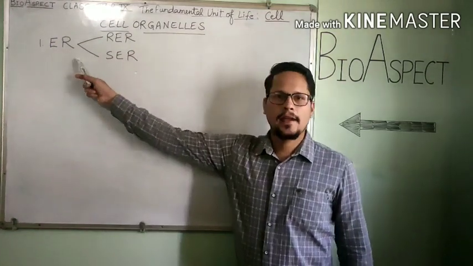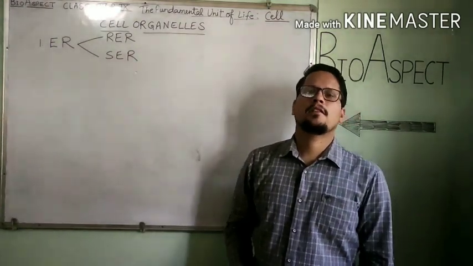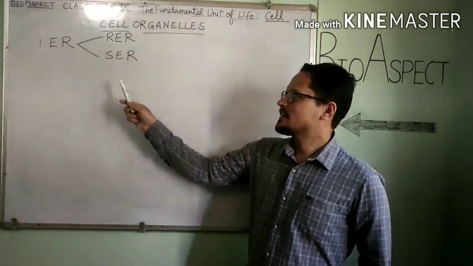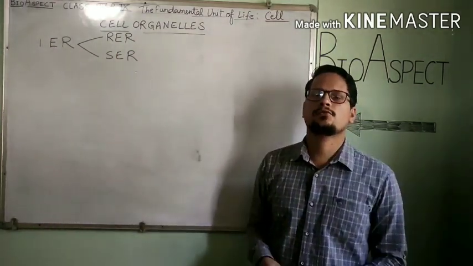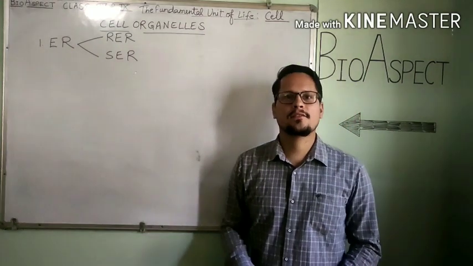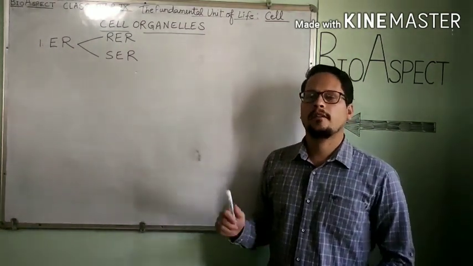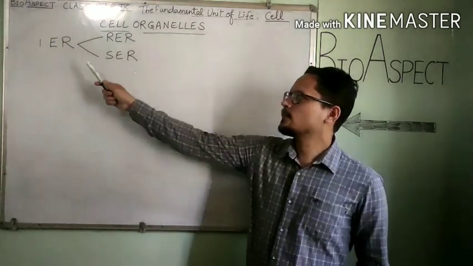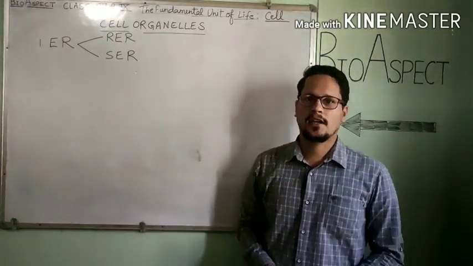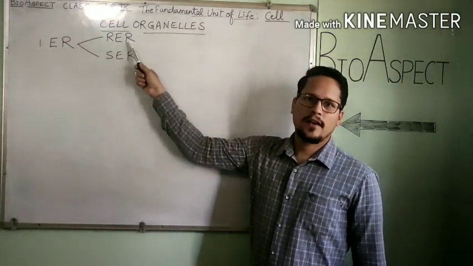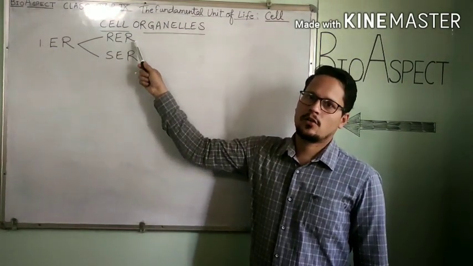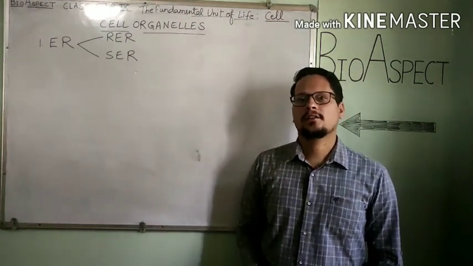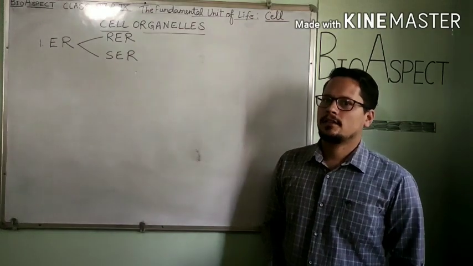Number first is endoplasmic reticulum, which is composed of many membrane bound tubes or sheets. Its function is to transfer substances from the cytoplasm to various organs, especially protein. And endoplasmic reticulum is of two types. First is rough endoplasmic reticulum, which is also called RER, and the second is smooth endoplasmic reticulum, which is also called SER.